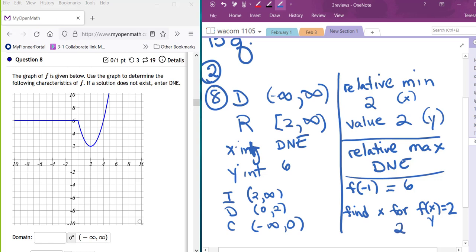And then that last question: odd, even, or neither. This one is neither. To be even, it's going to flip across the y-axis. To be odd, it would rotate 180 degrees and give you the same picture. This one is neither.